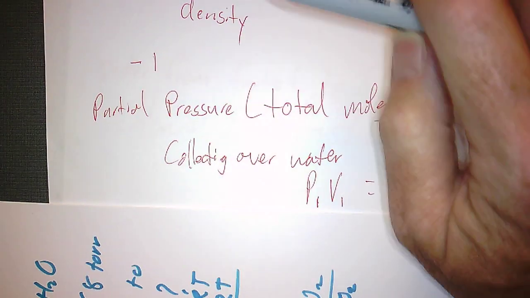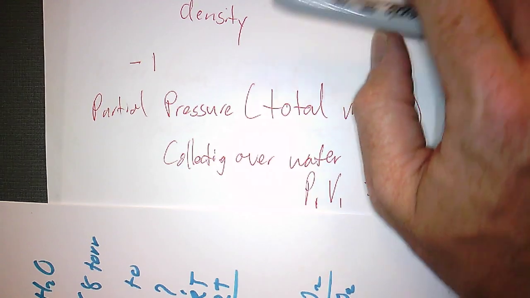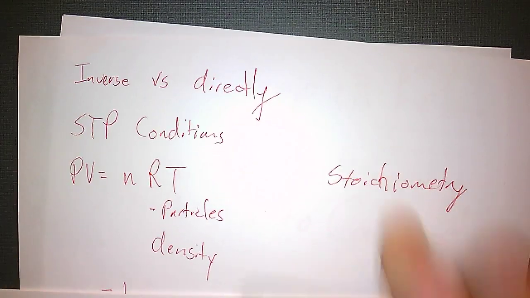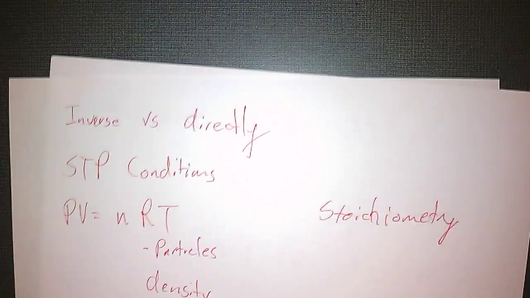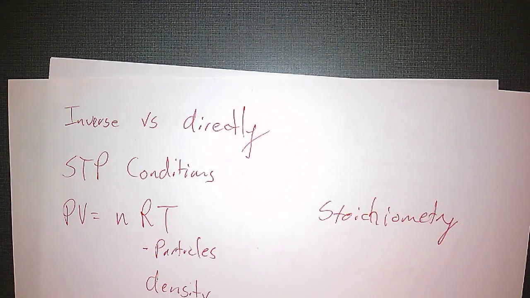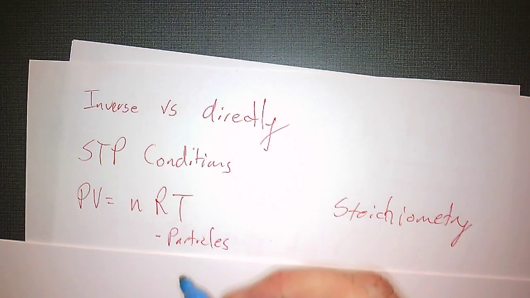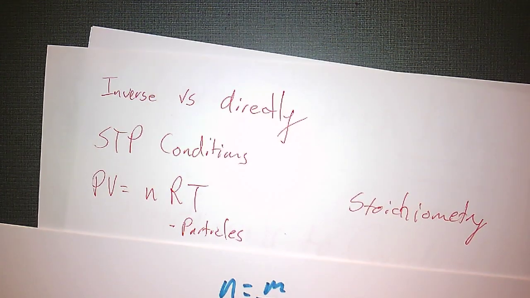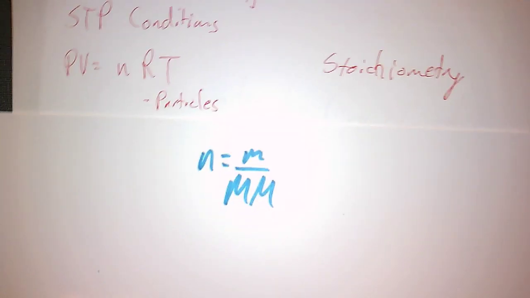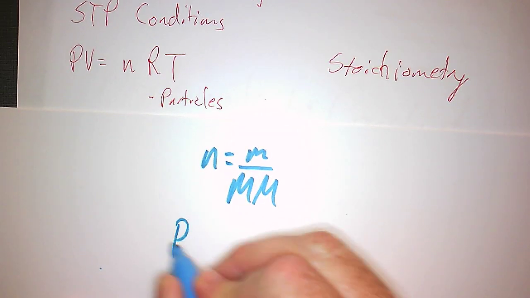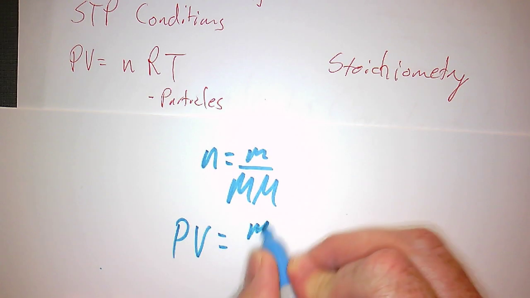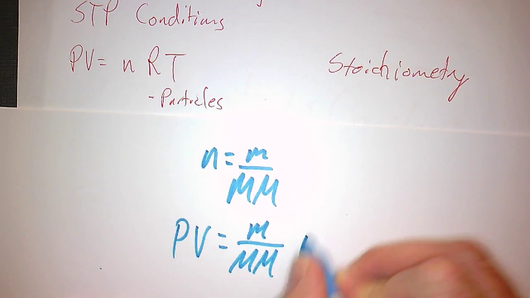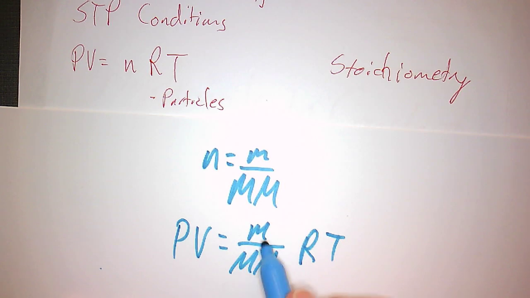Again, you might have to find density using PV equals nRT. Remember, I think we did some practice problems with this. For that, N is the mass divided by molar mass, right? So if we have PV equals mass over molar mass times RT, and density is mass divided by volume, then it'd be P times molar mass over RT.